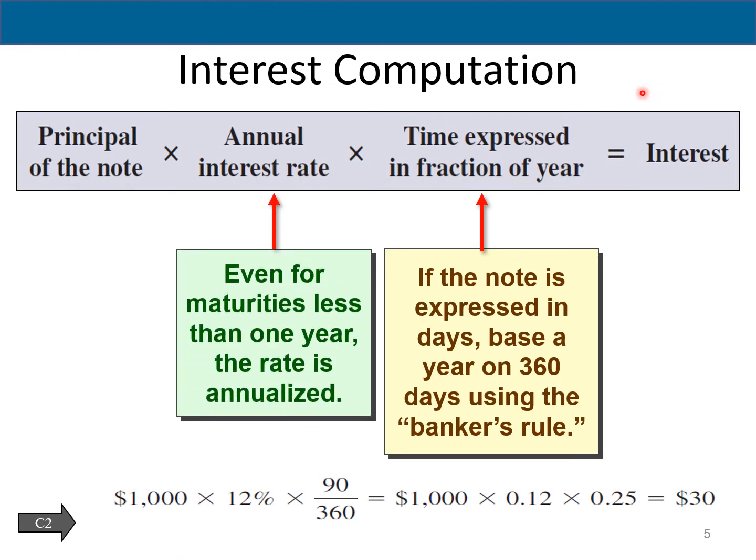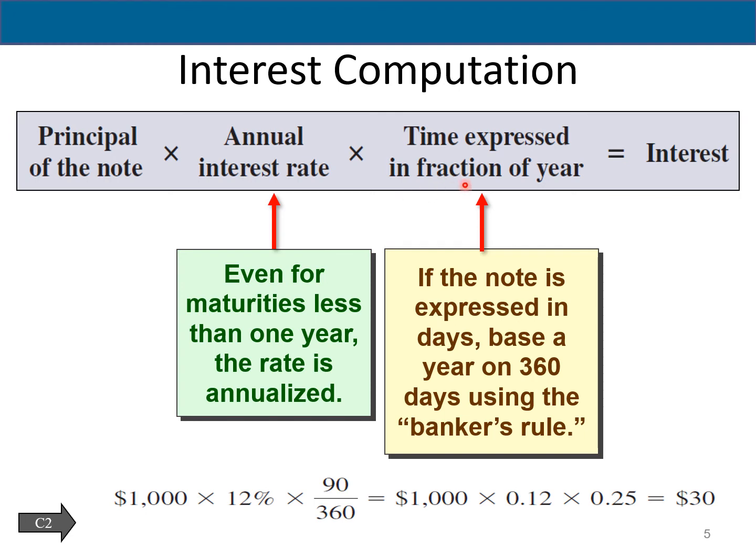When a promissory note is due, principal plus the interest will be paid. You can think of interest as rent on the amount that was borrowed. How do you calculate interest? Principal times rate times time equals interest. Principal of the note is the amount borrowed. The interest rate is always an annual one for 1 year, and the time is expressed in a fraction of the year.